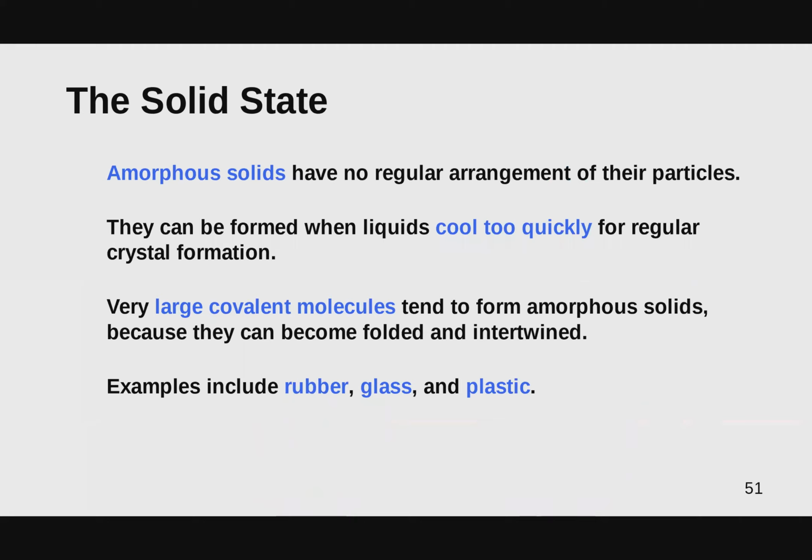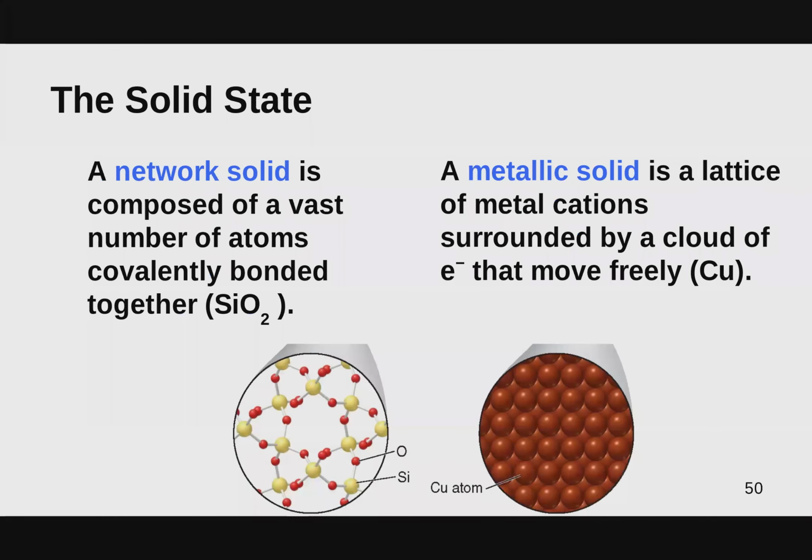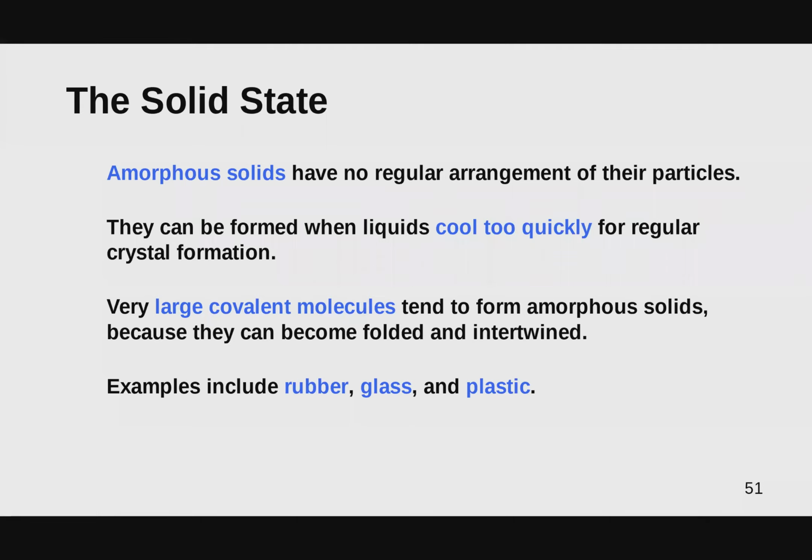Then we have our amorphous solids. Remember, they have no regular arrangement of their particles. But the interesting thing about amorphous solids is that they can be formed very, very quickly when something cools from a liquid to a solid fast. So even if, for instance, silicon dioxide was in liquid form and was trying to cool to become a solid, if that happens too fast, it can actually stop being a crystalline solid and become an amorphous solid.